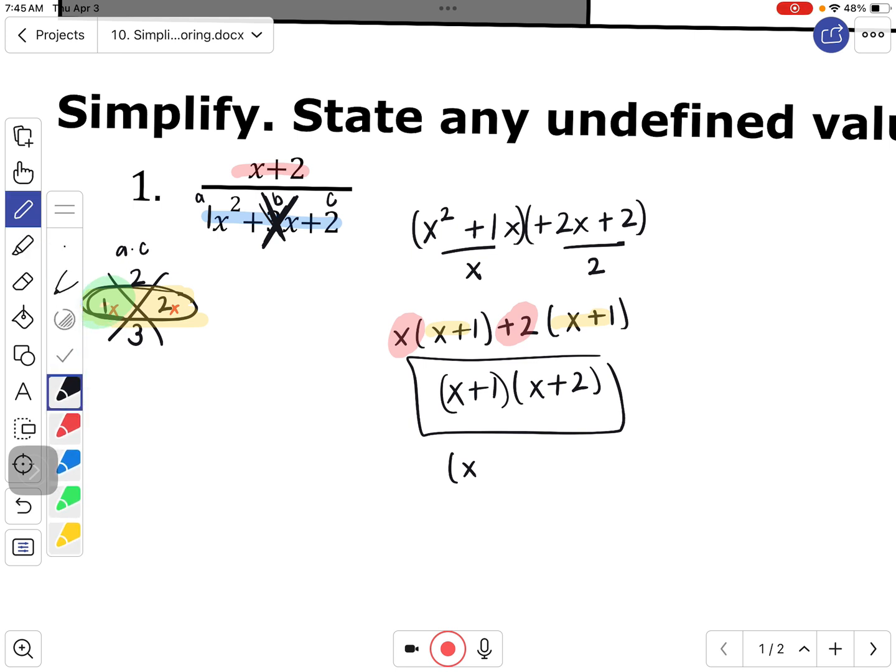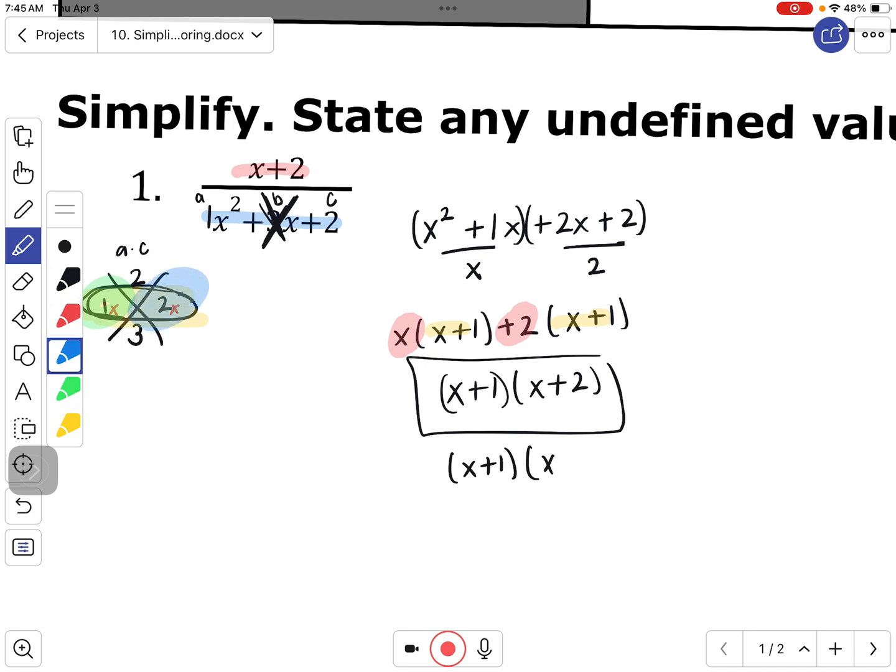So I'm going to say x plus 1. And then I'm going to do the same thing with my other side, but first I'm going to start with x, and then I have that one, and because it's a 2 and it's a positive 2, I'm going to say plus 2. Notice that those are exactly the same.